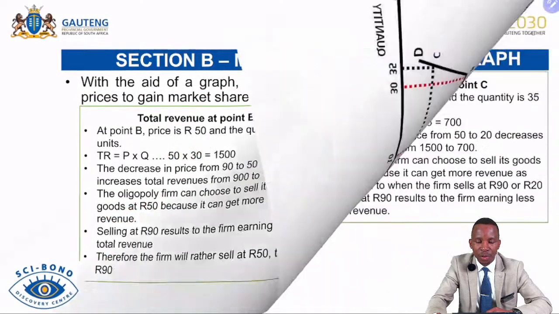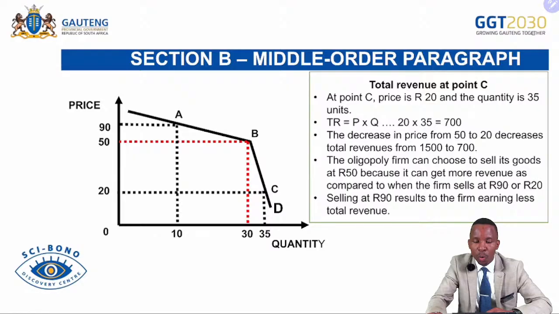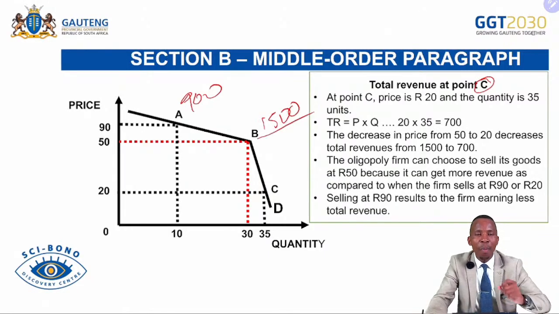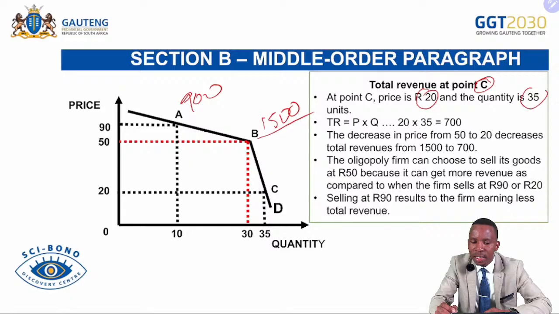And then we continue. Now we consider point C. So we are looking at the next combination. It was 900, 1,500. We need to discover how much the firm can receive as total revenue if it lowers its price from 50 Rand to 20 Rand. So at point C, 20 Rand is the price and the quantity is 35 units.